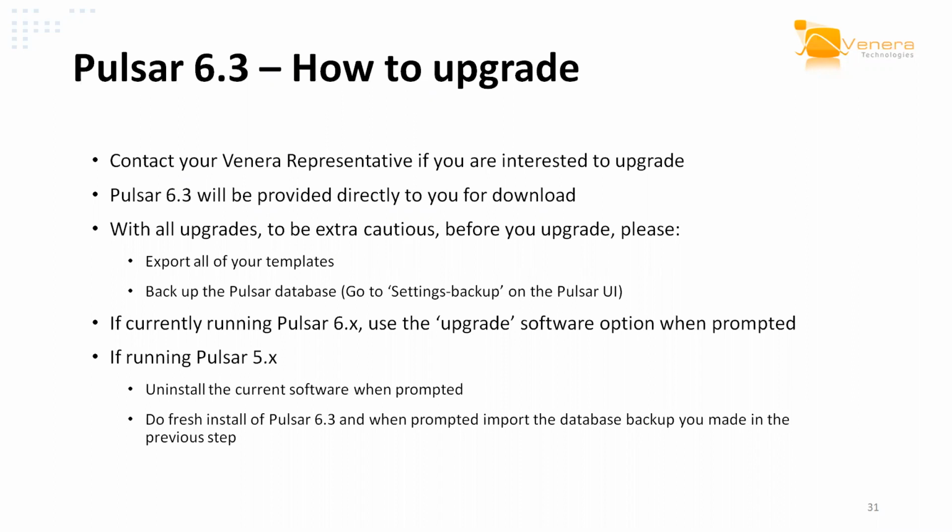If you are running an older version of Pulsar, 5.x, then our suggestion is that first, of course, you export your templates and backup your database. But when you go to the installation process for 6.3, the first option that's given to you is to uninstall the software first, then run the Pulsar 6.3 installer again, and this time it will be a fresh installation. And when prompted, tell it to import the database that you had just backed up. So all your data will be back with you, but you will be running on Pulsar 6.3. So hopefully that clarifies the steps involved.